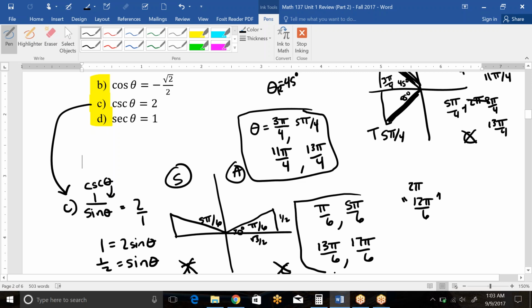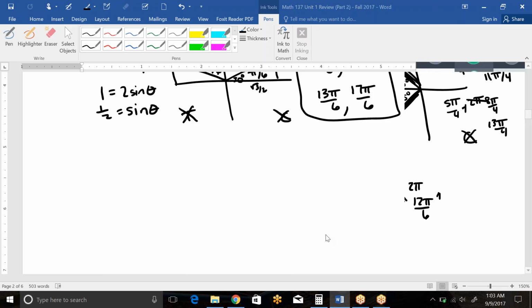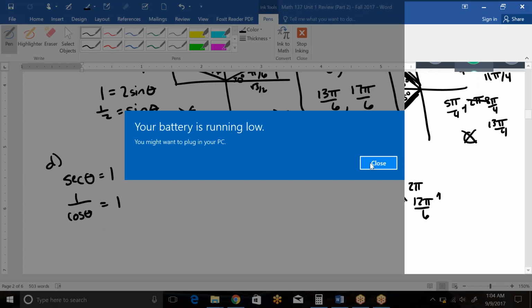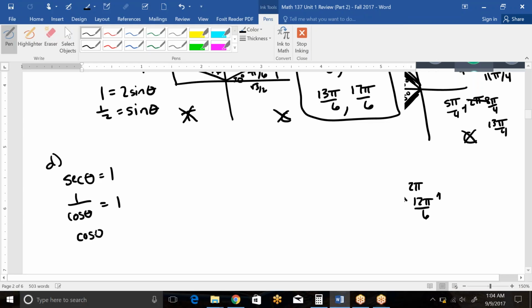So there are my 4 answers for part C. And then the final one in this group is the one with secant equals 1. Okay, so when does secant of theta equal 1? If you think about it as 1 over cosine, because that's a little easier, then that's still just going to be 1. So cosine theta equals 1.